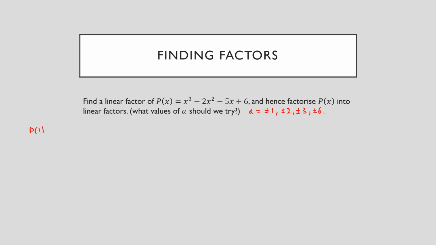P of 1 gives you 1 cubed minus 2 times 1 squared minus 5 times 1 plus 6. We get 1 minus 2 minus 5 plus 6, and that does indeed give you 0. Cool, so what that tells us is that x minus 1 is a factor.